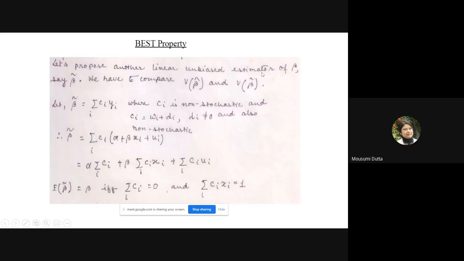As I mentioned, the rest of the properties will be identical, otherwise the estimators will not be comparable at all. So we are considering another linear unbiased estimator of beta, that is beta tilde, and we have to compare the variance of beta hat OLS and the variance of beta tilde. We are proposing a linear estimator. So, to begin with, I am writing beta tilde equal to summation Ci yi.